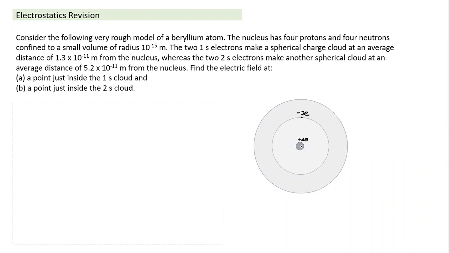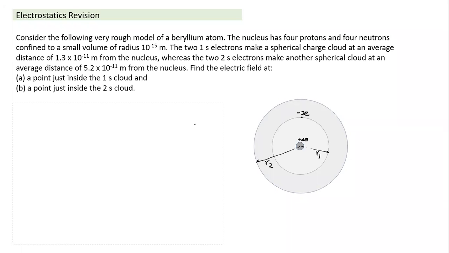So this is the inner first orbit radius, r1, and there are 2s electrons making another spherical cloud at an average distance of, you notice here, 4 times. This is typically what we come across in the atomic model. In case of the hydrogen atom also, as per Bohr's model, the next radius is 4 times the first radius. This is R2. So this is how the charge distribution is.